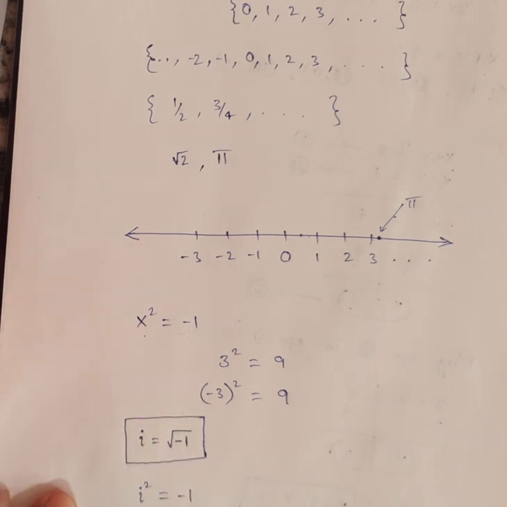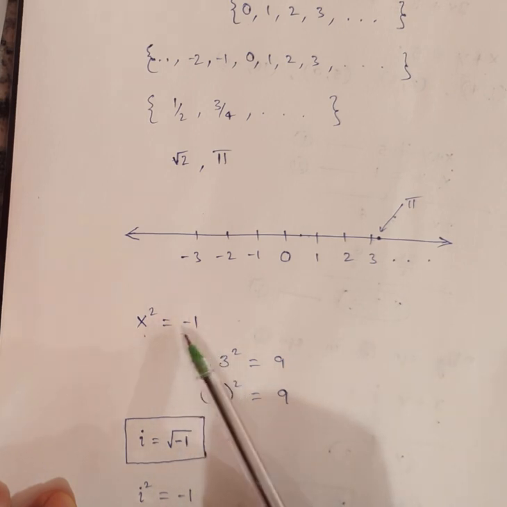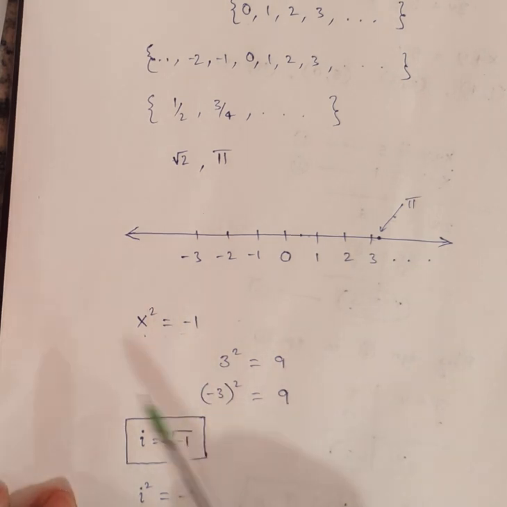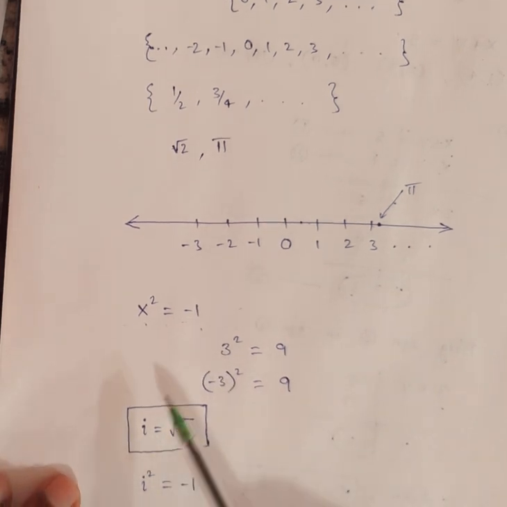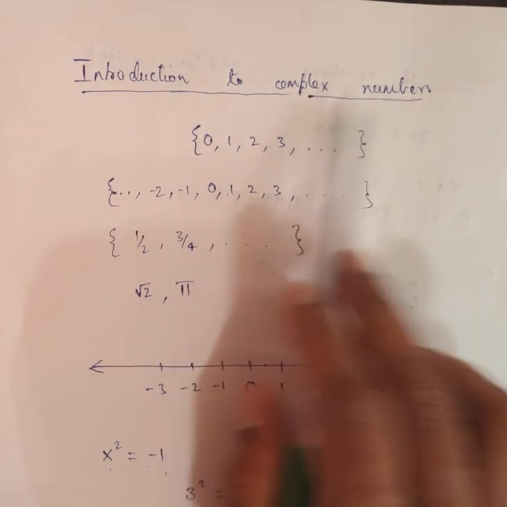X squared is equal to -1, and we know that i has to be a solution to this. So we have expanded our number system to include solutions to equations like that, and now we call this an imaginary number, and real numbers and imaginary numbers together are called complex numbers.